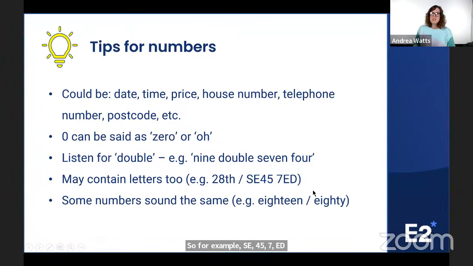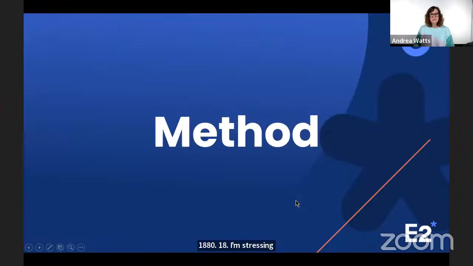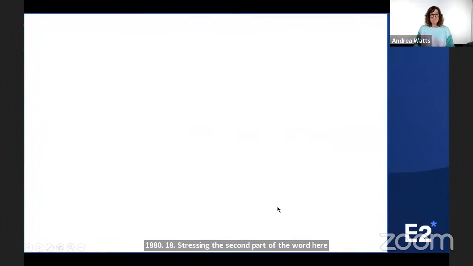And in English, some numbers sound the same, or at least quite similar. For example, do you know the difference between these two numbers? 18, 80. 18, I'm stressing the second part of the word here, or 80.